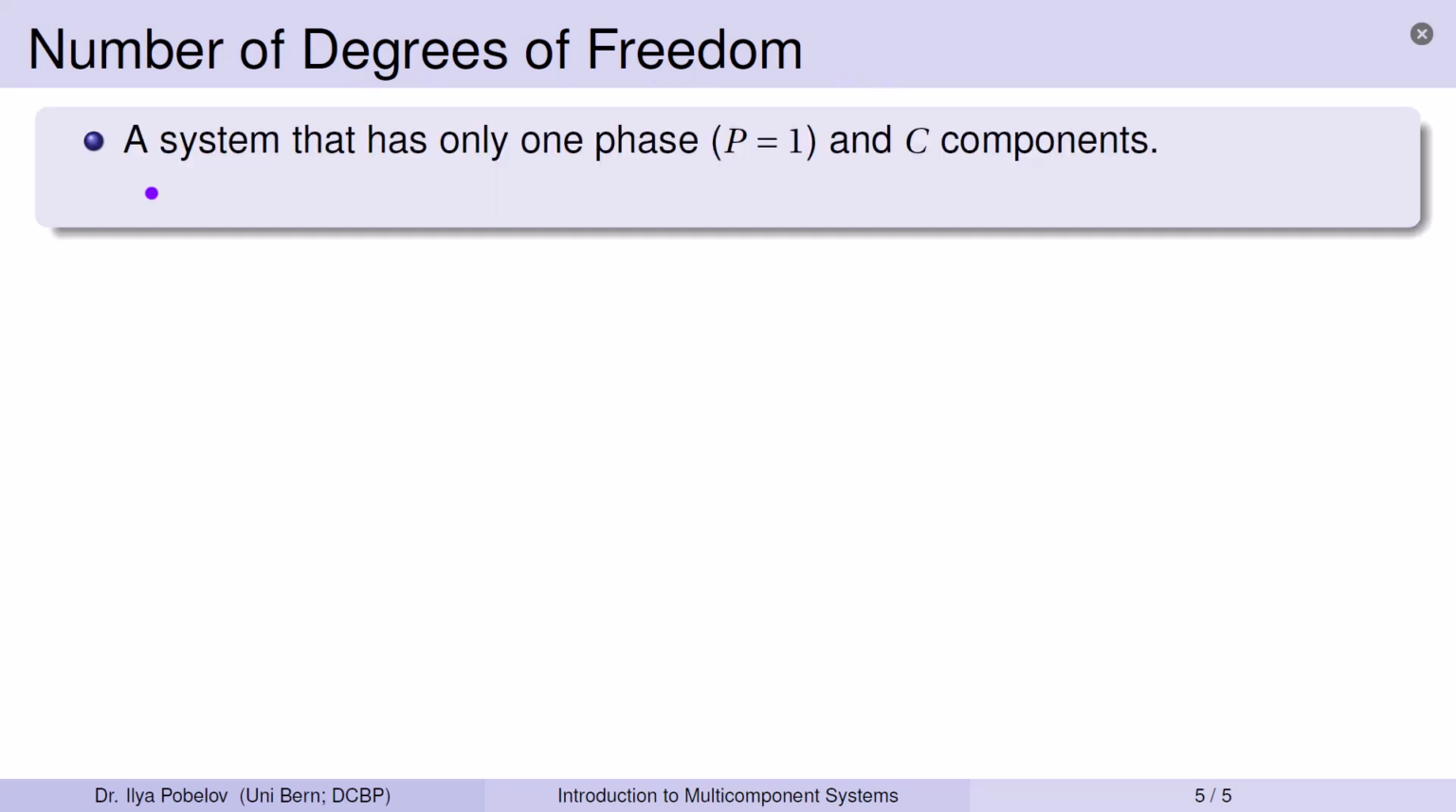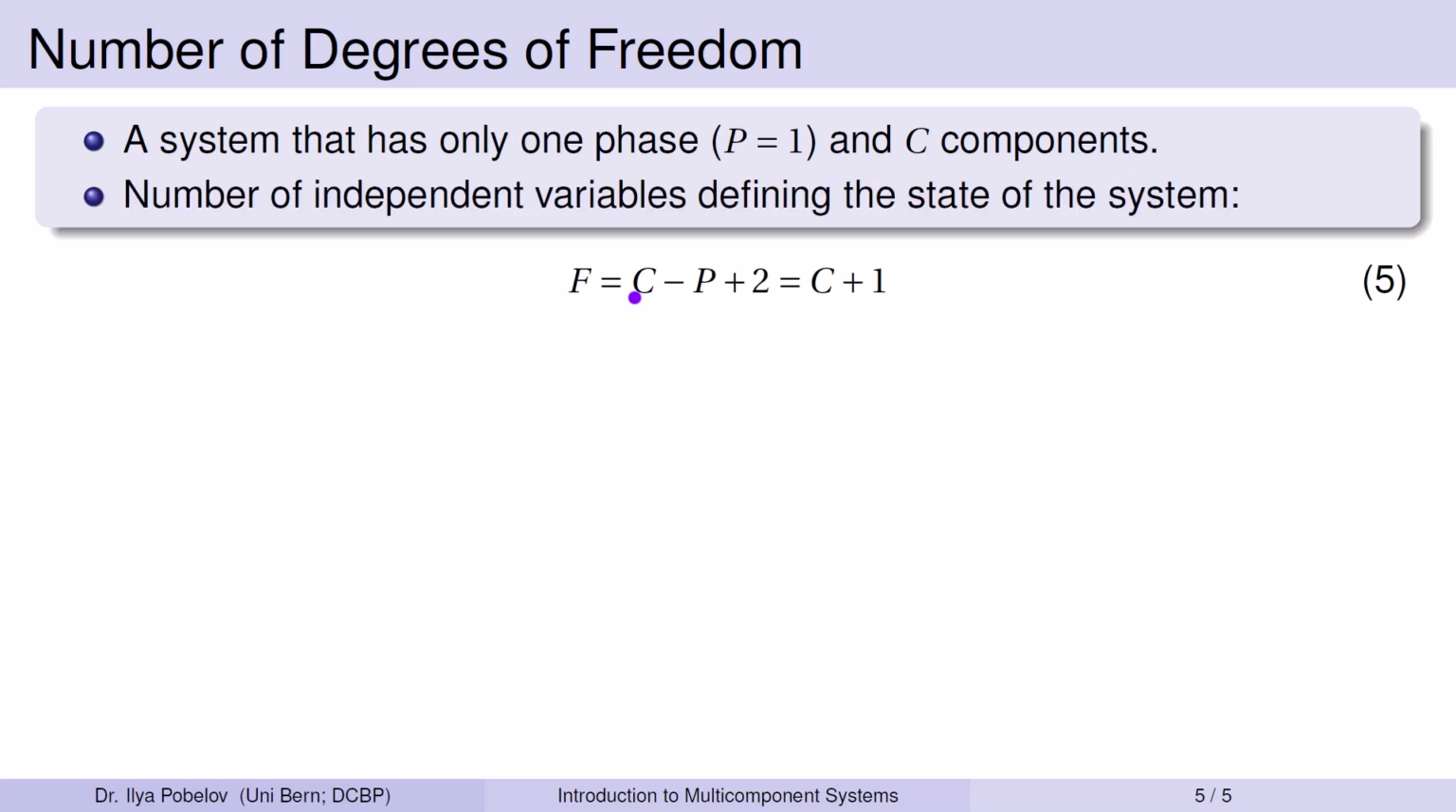As we move forward in our exploration of multi-component systems, let's discuss their degrees of freedom. For simplicity, let us consider a system that has only one phase and C components. How many variables in such a system can we adjust without impacting the others? The Gibbs phase rule provides an answer, C plus 1. This is the number of independent variables that define the state of the system.